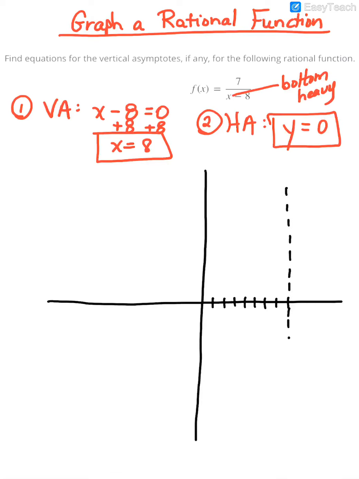So x equals 8, there's my vertical asymptote. And then y equals 0, my horizontal asymptote. And then we'll find a few points so that we can figure out exactly what the graph is doing.